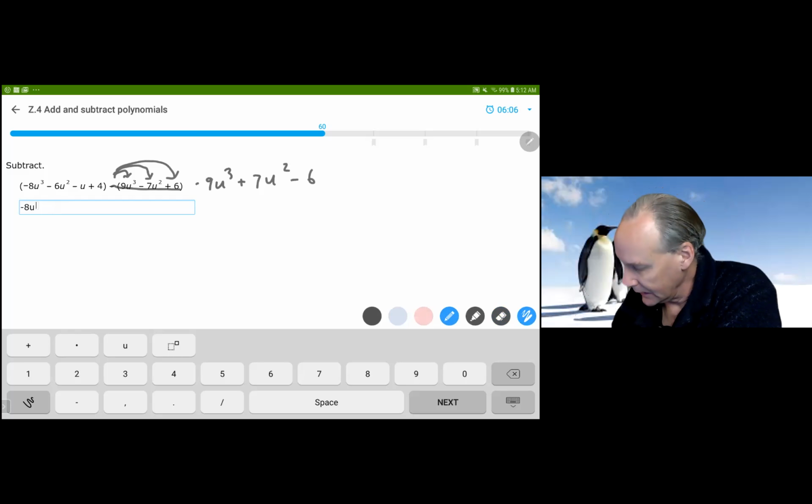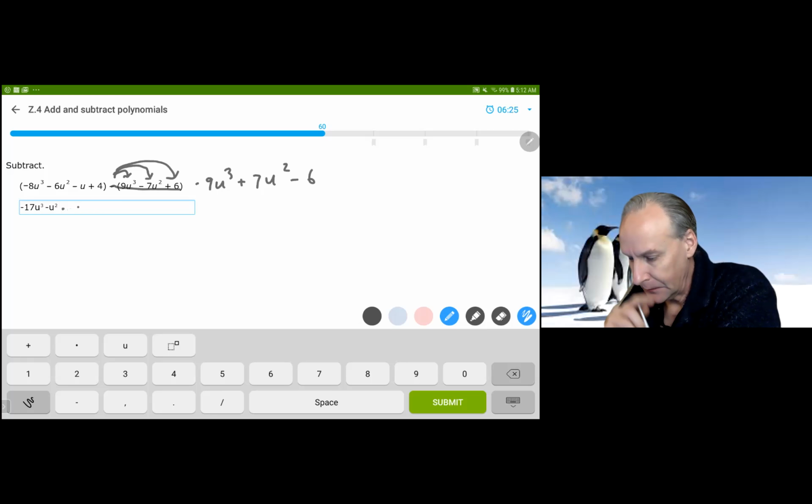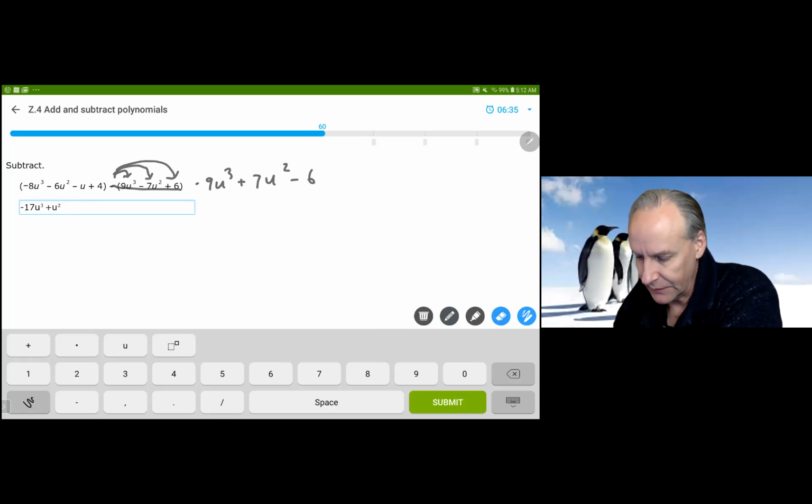I get a minus 17u cubed, because I have a minus 8 and a minus 9. And then I'm going to get a negative 1u squared. So it's going to be minus u squared. And then no, it's not. It's going to be a plus u squared, isn't it? God, what's wrong with me today? I can't add today. Let me erase those so you can see them better. I have a negative 6u squared plus 7u squared, which is 1u squared, not negative.